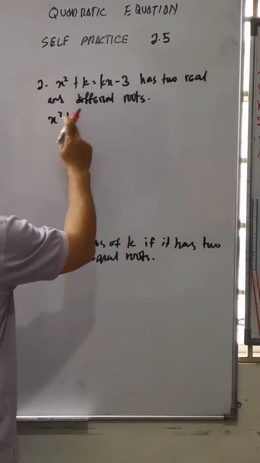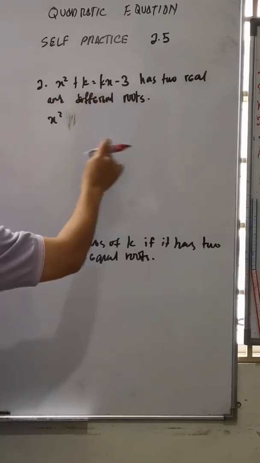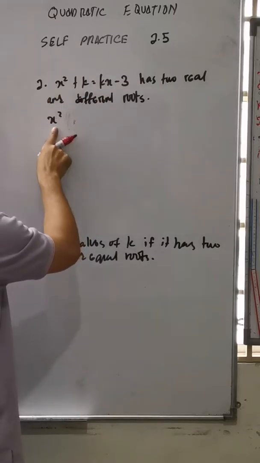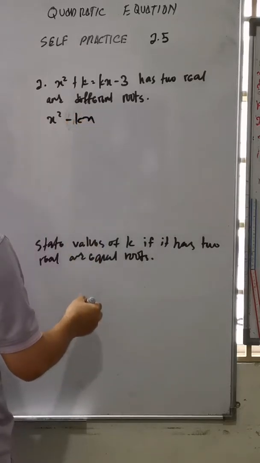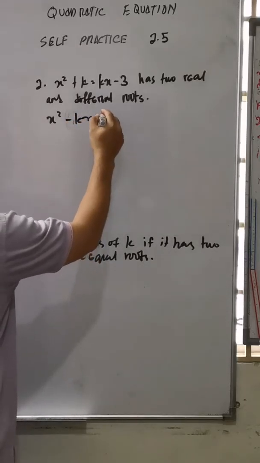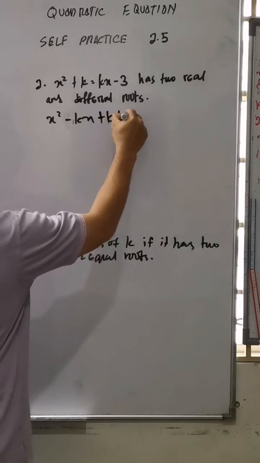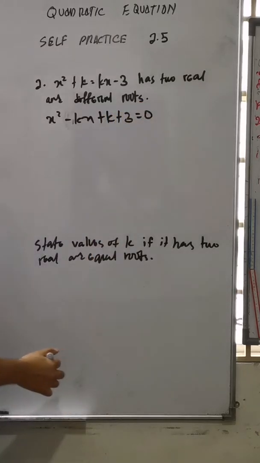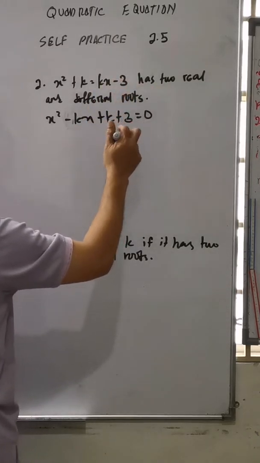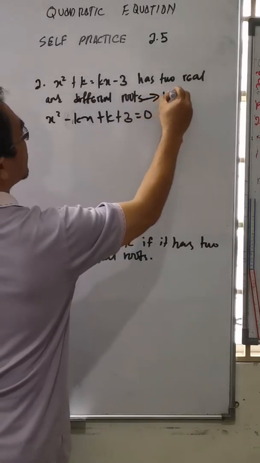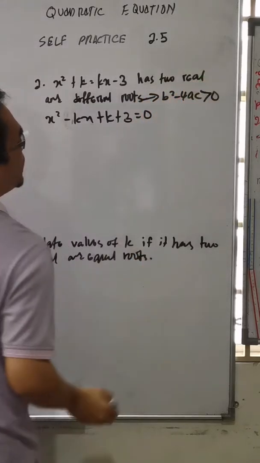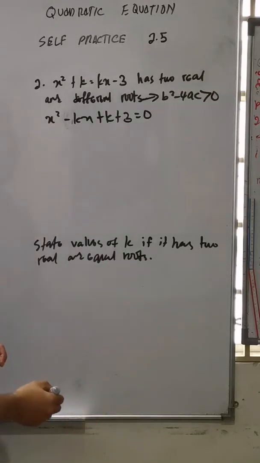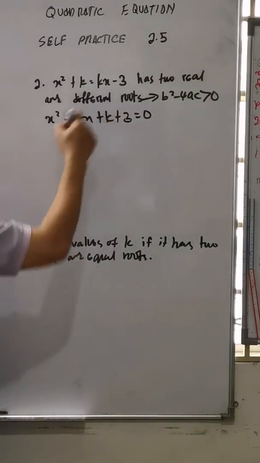x squared, and rearrange. Arrange x squared, then k, then x. So in this case it is x squared minus kx plus k plus 3 equals 0. Two real and distinct roots means b squared minus 4ac is larger than 0. Two real and distinct roots, different roots.